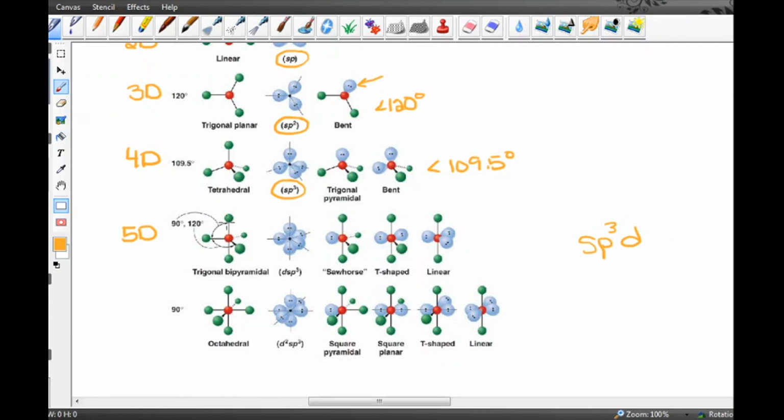If they're all bonded, it's trigonal bipyramidal. If one of them's a lone pair, it's called a seesaw. They call it a sawhorse. If it has 2 lone pair substitutions, it's T-shaped. And 3 lone pair substitutions, and you have linear. And you can see that these lone pair substitutions are happening on the equatorial plane, where you have the fewest number of small angle repulsions.